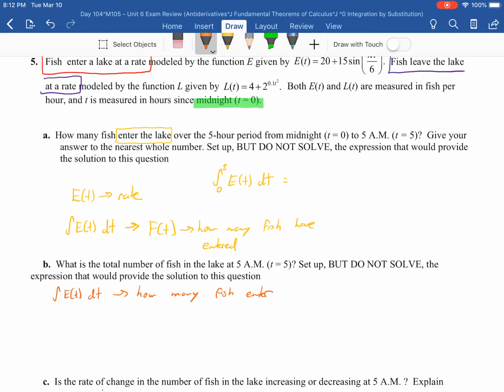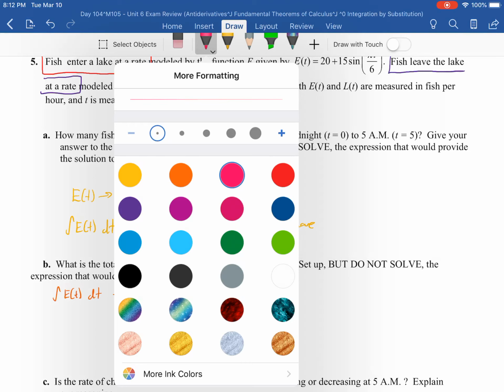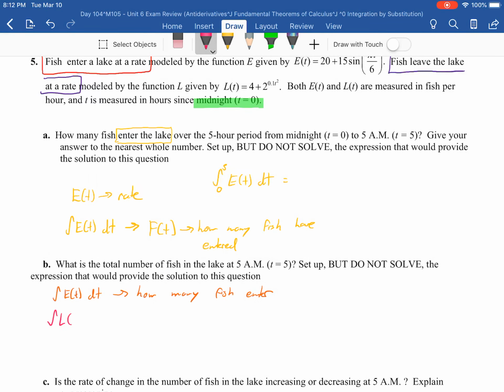Now, if we use the same idea for the other function, so the other function is defined as the rate at which fish leave the lake. So if we use the same idea, let's take the integral of that function. So L of t. Well, if that is the rate at which fish leave the lake, the antiderivative should tell us how many fish leave.